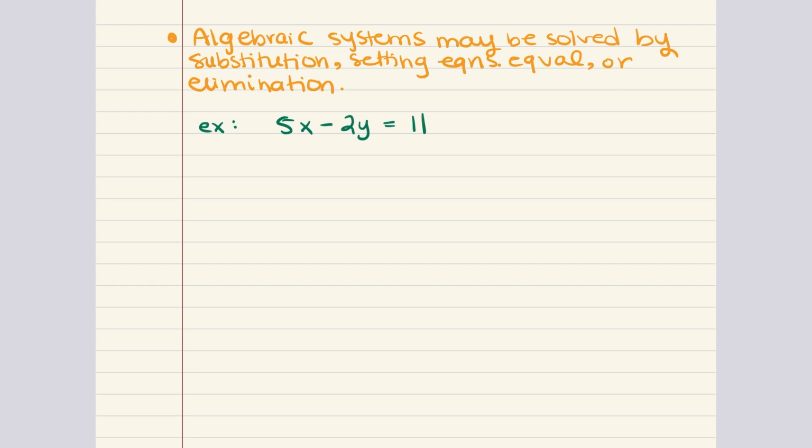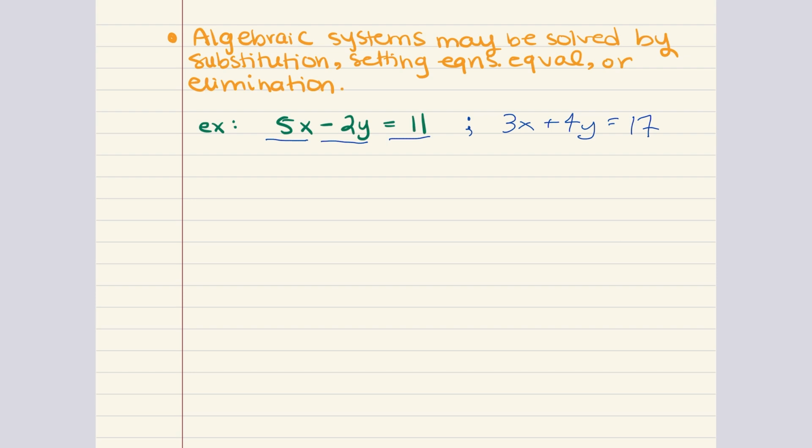Now let's go ahead and solve this problem here using each of these three techniques. Our first equation is 5x minus 2y is equal to 11. The second equation we have is 3x plus 4y is equal to 17. Now that we have two equations and two unknown variables, we can solve for both variables using one of our three methods. Let's start with substitution.